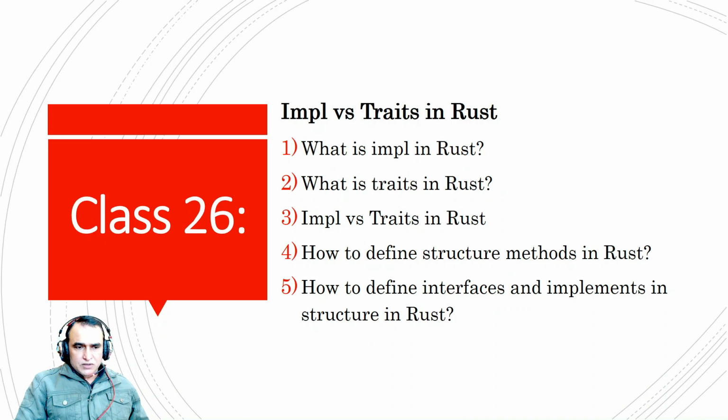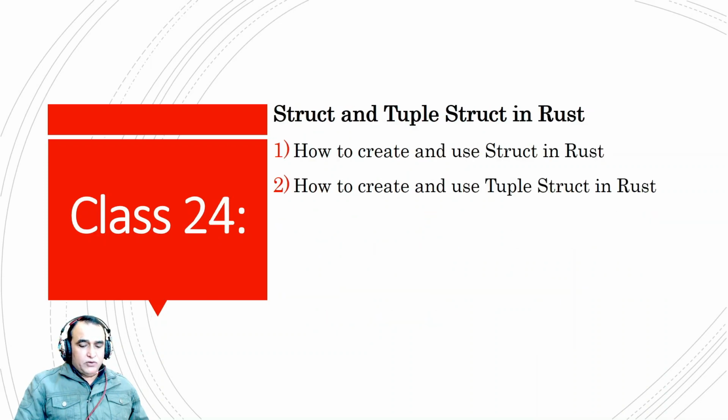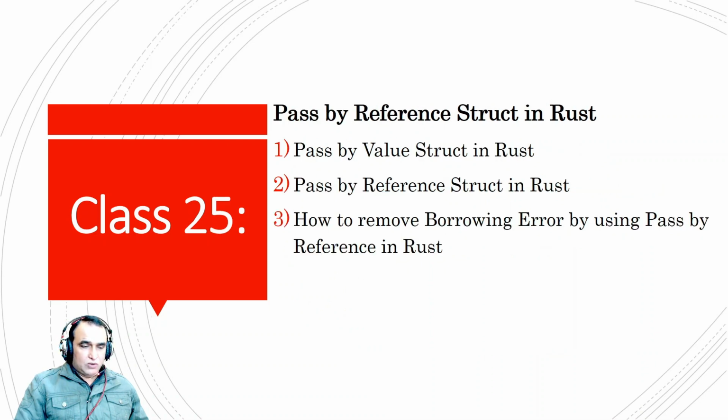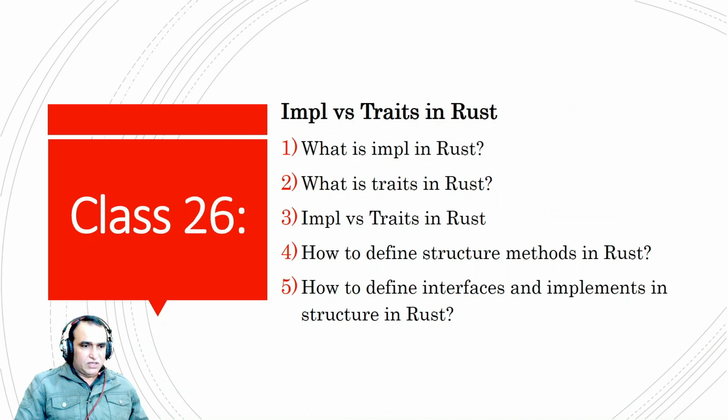So first question is, what is impl in Rust? So impl means implementation, and this we use to define a method for a structure. Remember that in the last video we have learned about structure and tuple structure. Then we also learned pass by reference of a structure in Rust. So it's just linking with a structure. How to define a method for a structure in Rust, we use impl.